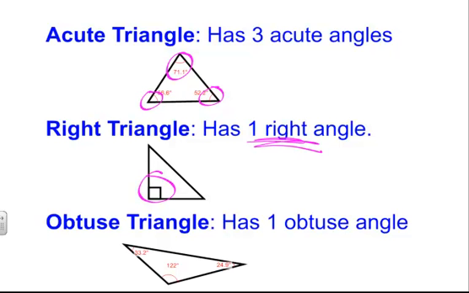All right, and an obtuse triangle has 1 obtuse angle. Now, it can't even have 2 obtuse angles, because remember, an obtuse angle is greater than 90 degrees, so the smallest obtuse angle you can have is 91 degrees, so if you had 2 of them, that'd be 182. That's too big, according to the triangle sum theorem, which says all the angles have to add up to equal 180.